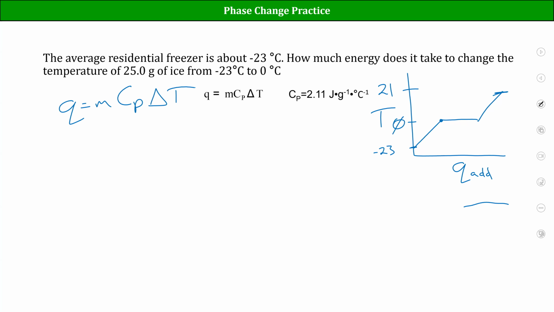We know how to use this equation. We've got a mass for the ice. We've got delta T for the ice. We're going from minus 23 to 0, so we need the temperature to increase 23 degrees, right? So delta T equals 23 Celsius. Mass is 25.0 grams.